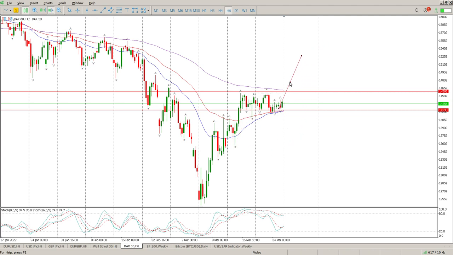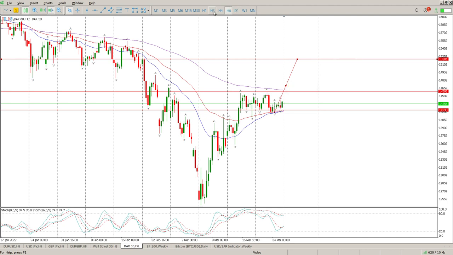So you have the potential for a move on the 8 hour at least to the region of 15,200. So 15,000 and then 15,200 would be your two levels to the upside.